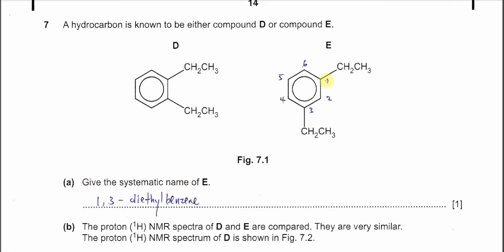On the first carbon there is an ethyl group, and on the third carbon there is another ethyl group. So therefore it's 1,3. Two ethyl groups means diethyl. And this is benzene, so the name is 1,3-diethylbenzene.